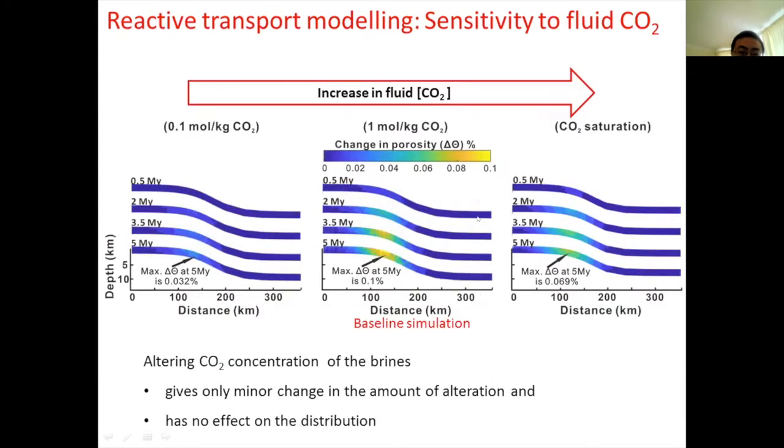the 15 to 90 degrees that we get from the clumped isotope test. We also varied the fluid CO2 concentration, by one order of magnitude lower or by increasing to CO2 saturation, which gives only a change in the alteration and has no effect on the distribution.